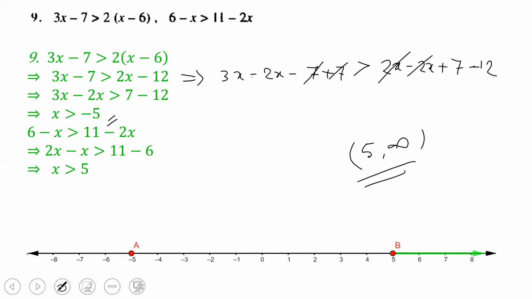Okay. So for the first case, we need to take those x which are greater than minus 5. And for the second case, we need to take those x which are greater than 5. So ultimately, if we take the common region or the common solution, it will be from 5 to infinite, definitely open interval.